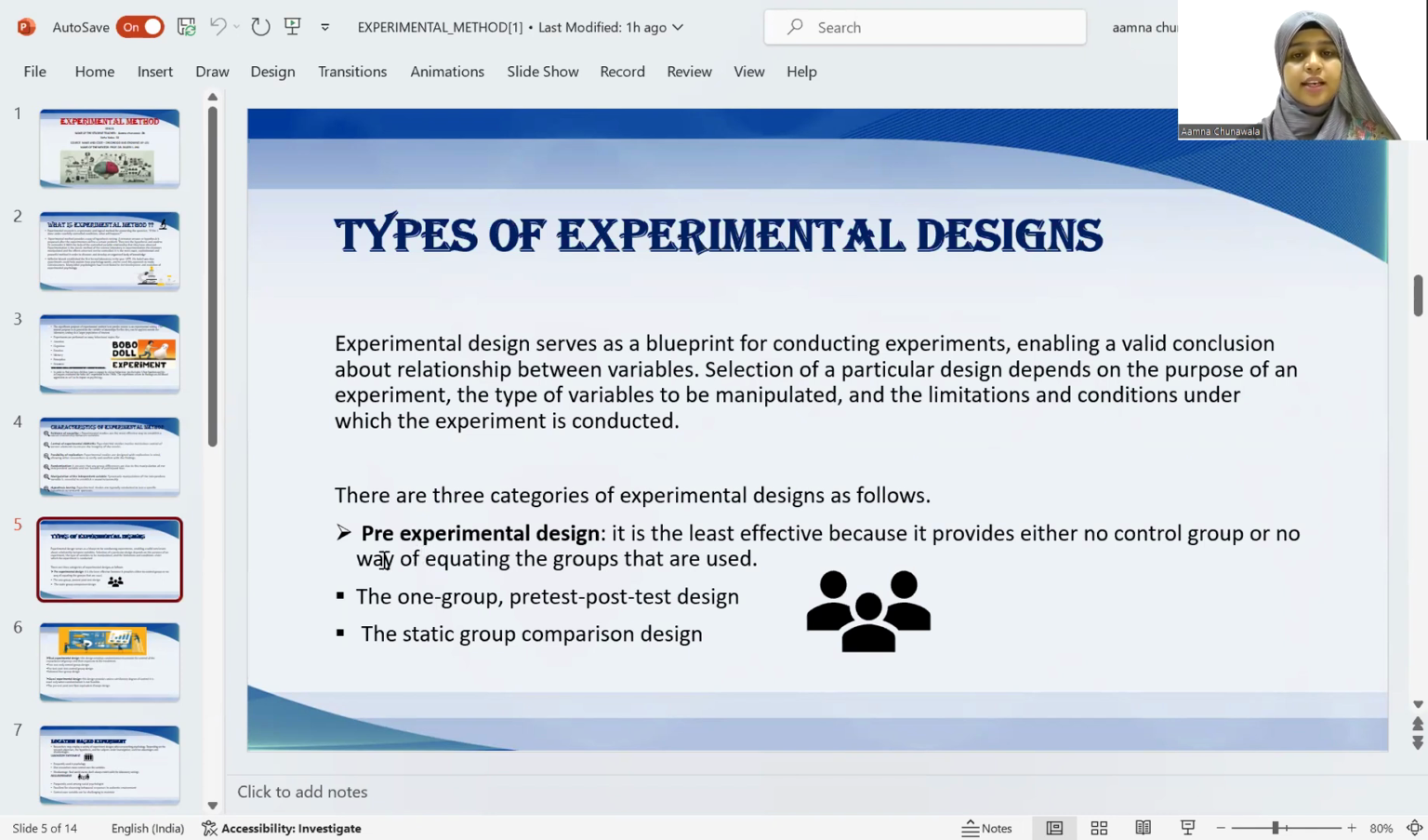First is the pre-experimental design. It is considered least effective because it provides either no control group or no way of equating the groups that are used. Under which we have sub-designs, which are the one group pretest post-test design and the static group comparison design.